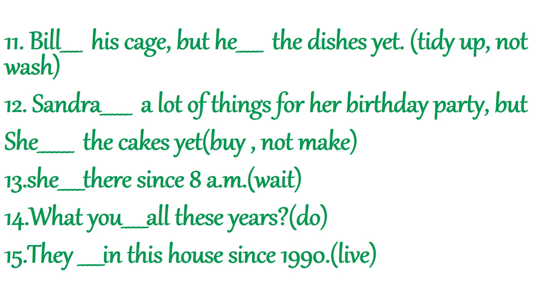Then 13th, she dash there since 8 a.m. Verb is wait. What you dash all these years? Verb is do. They dash in this house since 1990. Verb is live. So this is your homework. You all are supposed to write this exercise and fill in the blanks with the appropriate form of the verb.